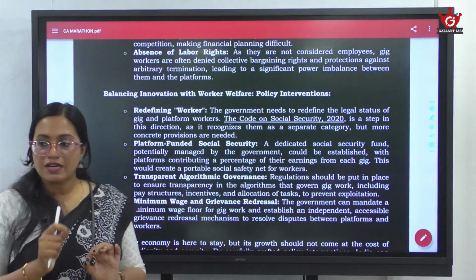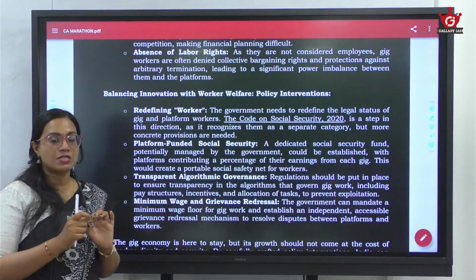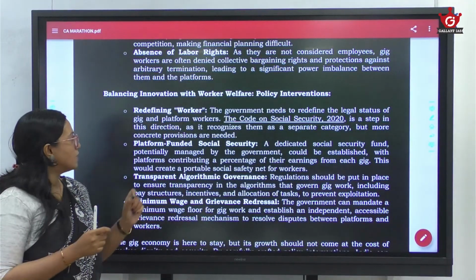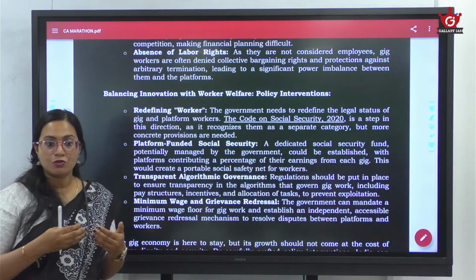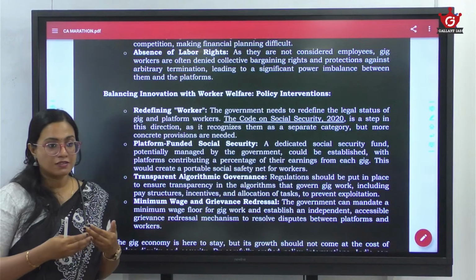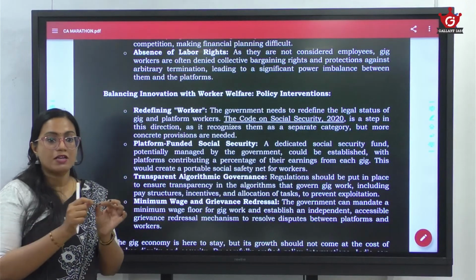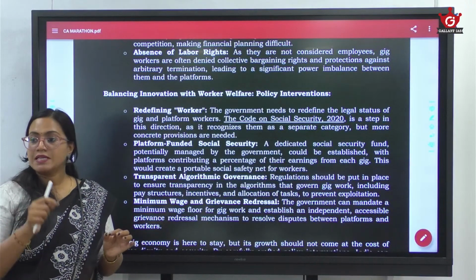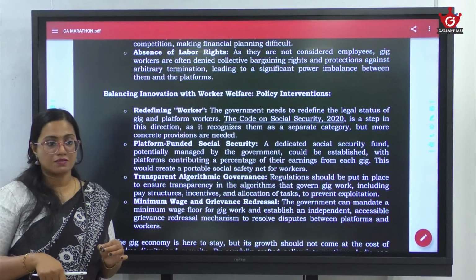So when you are writing the answers also, if in the question it is explicitly mentioned, how do you balance innovation with the worker welfare, even if you do not know what to write, take that point and make it a subheading. Make the examiner know you are actually going to answer that question. Answer it. Okay.